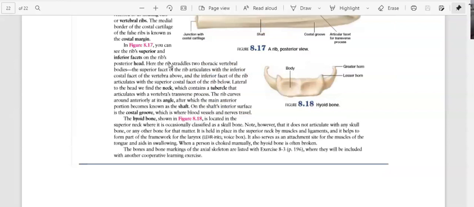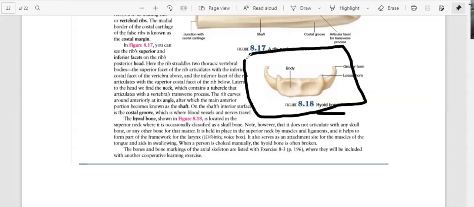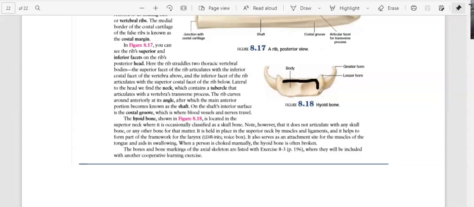Next, we have this little bone right here. This is going to be called the hyoid bone. This is the only bone in our entire body that is not connected to other bones. This bone is going to be found at the level of your neck. This bone has this part right here, which is going to be the body. This elevation, which is going to be the lesser horn. And this other elevation right here, which is going to be the greater horn.